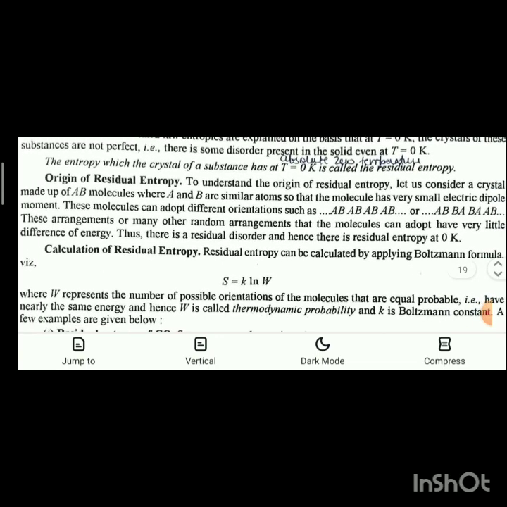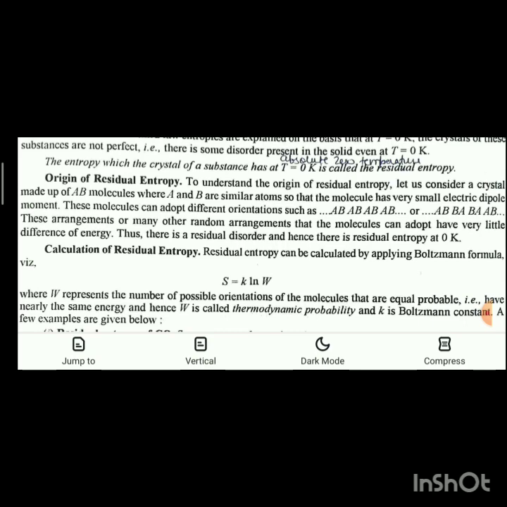Origin of residual entropy. To understand the origin of residual entropy, let us consider a crystal made up of AB molecules where A and B are similar atoms so that the molecule has very small electric dipole moment. These molecules can adopt different orientations such as AB, AB, AB, AB or AB, BA, BA, AB. These arrangements or many other random arrangements that the molecules can adopt have very little difference of energy. Thus, there is a residual disorder and hence there is residual entropy at 0 Kelvin.